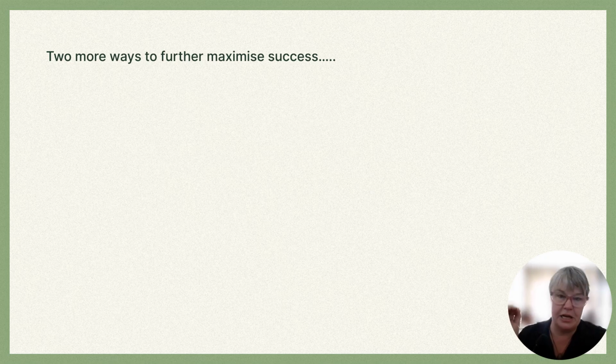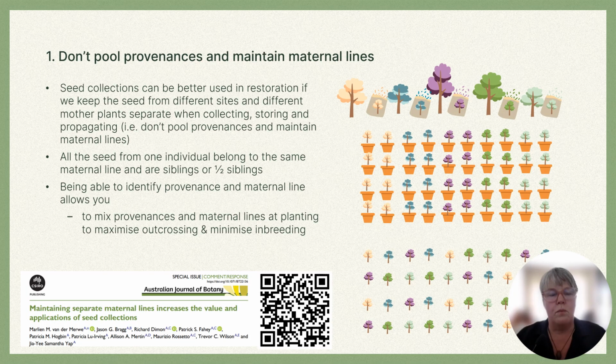Now I just want to briefly touch on 2 additional ways that you can further maximise the success of your restoration. One of the ways you can maximise the success of your plantings is to not pool provenances and to maintain maternal lines. So what does this mean? Pooling provenances is when you bring together seed from different sites and put them all in one bag or sow them all out in one tray. And maintaining maternal lines is where you keep the seed from different mother plants separate. In other words, you keep the seed from different plants in separate bags.